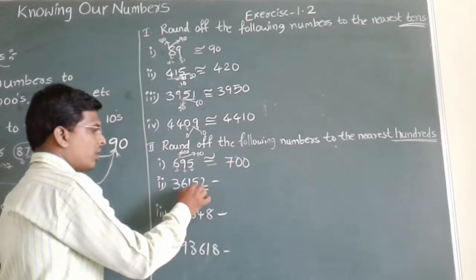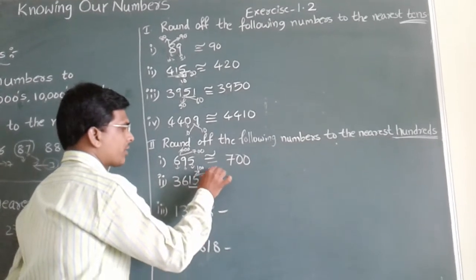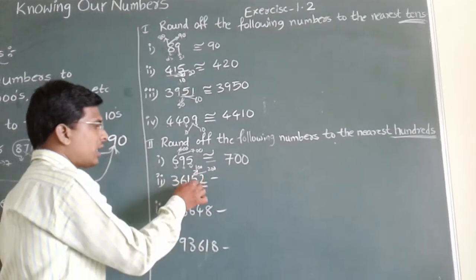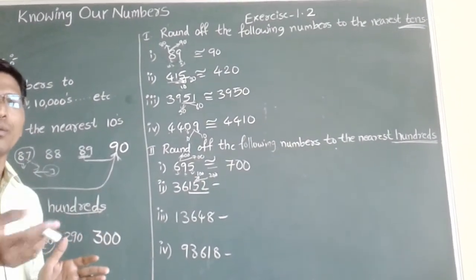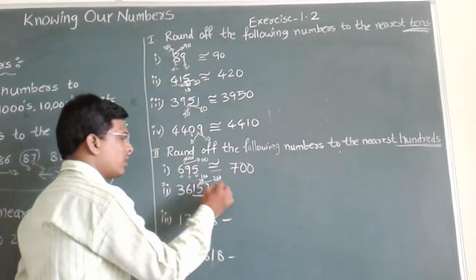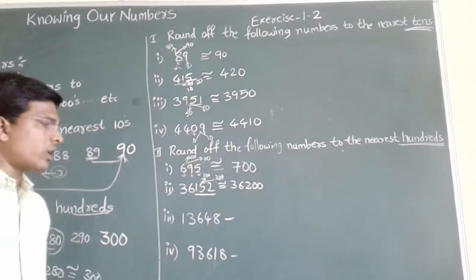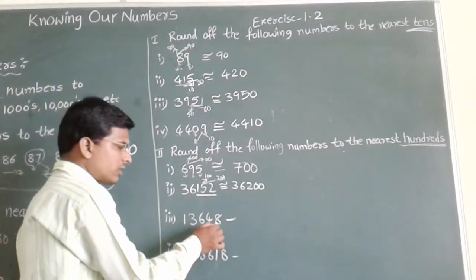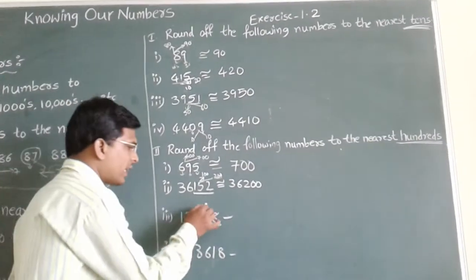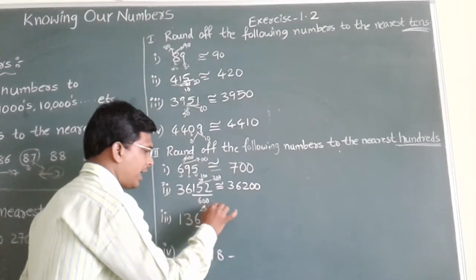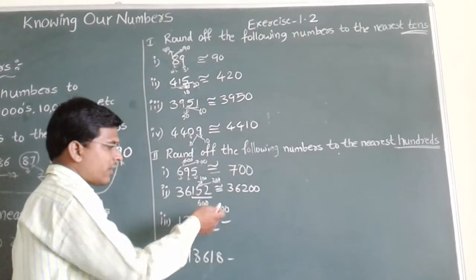So 152. 152 is in between 100 and 200. Is it nearer to 100 or 200? See, 150 means half. 152 means more than half. So that's why it will be nearer to 200. 36,200. The same way, ones, tens, hundreds. So take 648. 648 is in between 600 and 700.